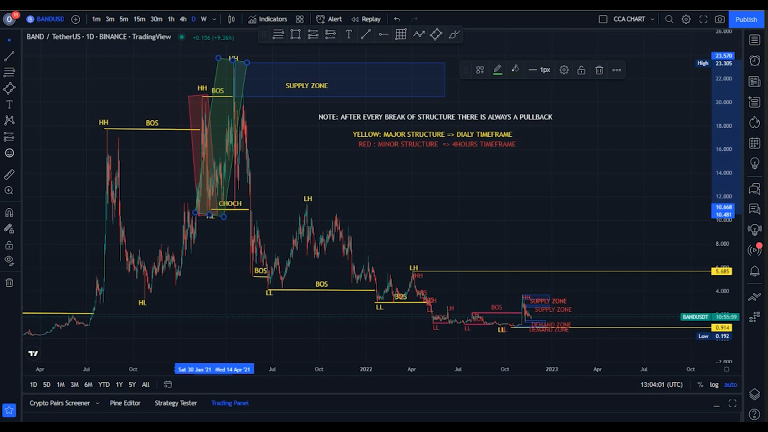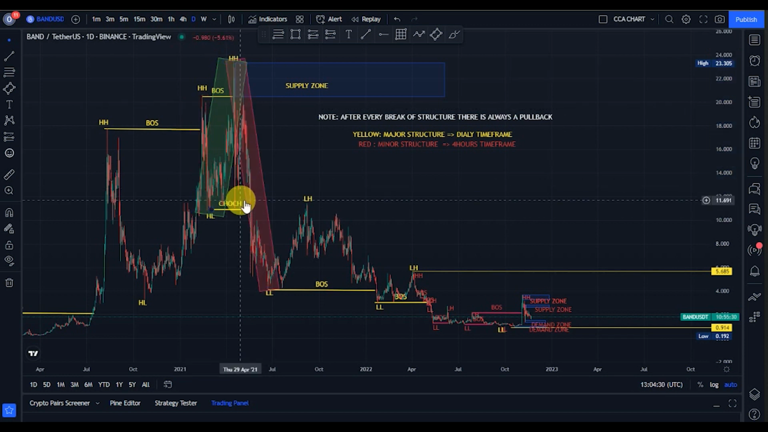Sure, we got a pullback. The bears came in, broke structure to the downside. Now guys, remember I said anytime we see a break of structure to the upside and to the downside, we should go back to the supply or demand zone that gave us that break of structure. We should map it out, because when next price approaches that supply or demand zone, there's going to be a significant reaction, and that's what we've seen.